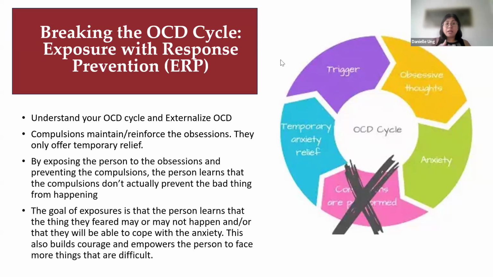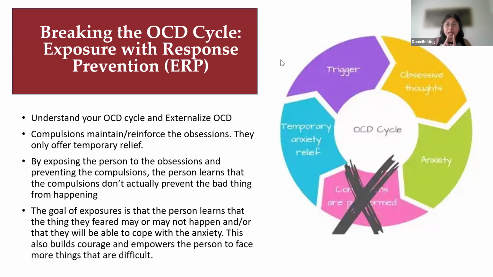So because of that, part of the treatment of exposure and response prevention, or what we call ERP, is to expose the person to the obsessions while preventing the compulsions from occurring, okay? And by doing so, the person learns that the compulsions don't actually prevent the bad things from happening. The obsessions will trick the person into thinking that if you don't engage in this compulsion, that bad thing's going to happen. So you have to engage in the compulsions.